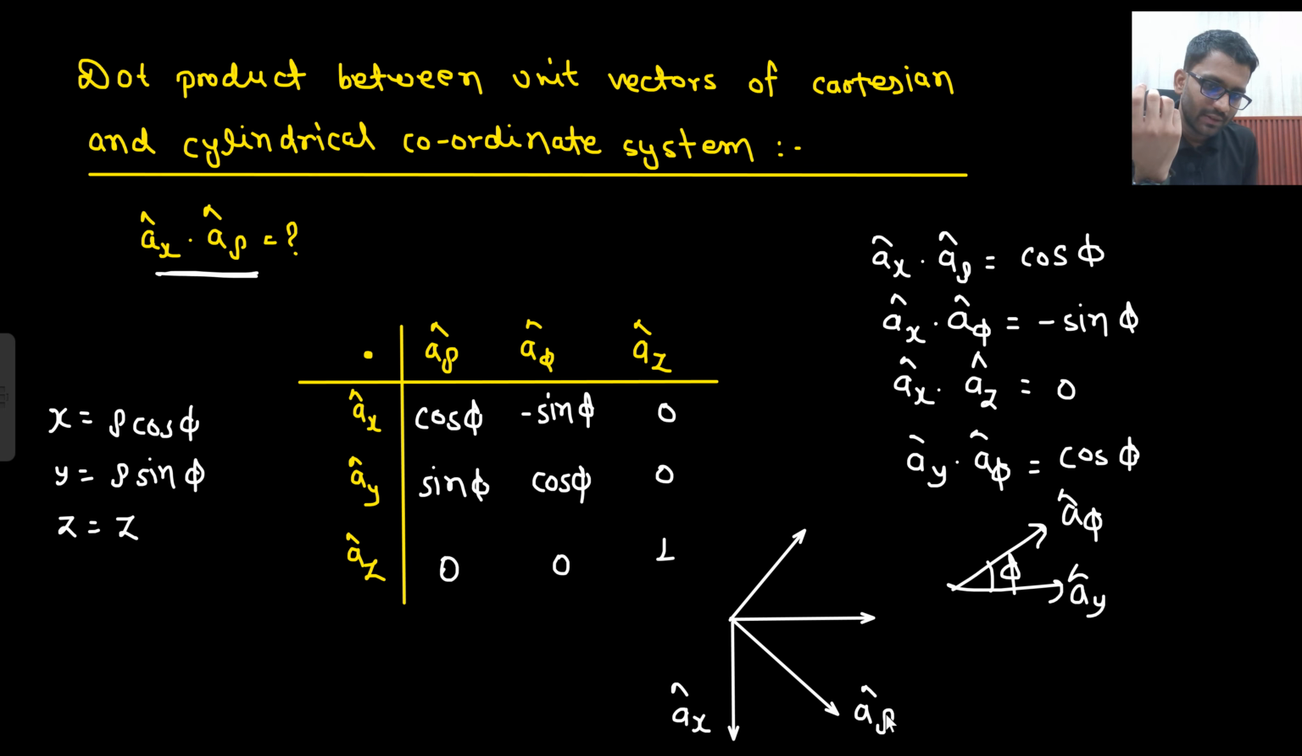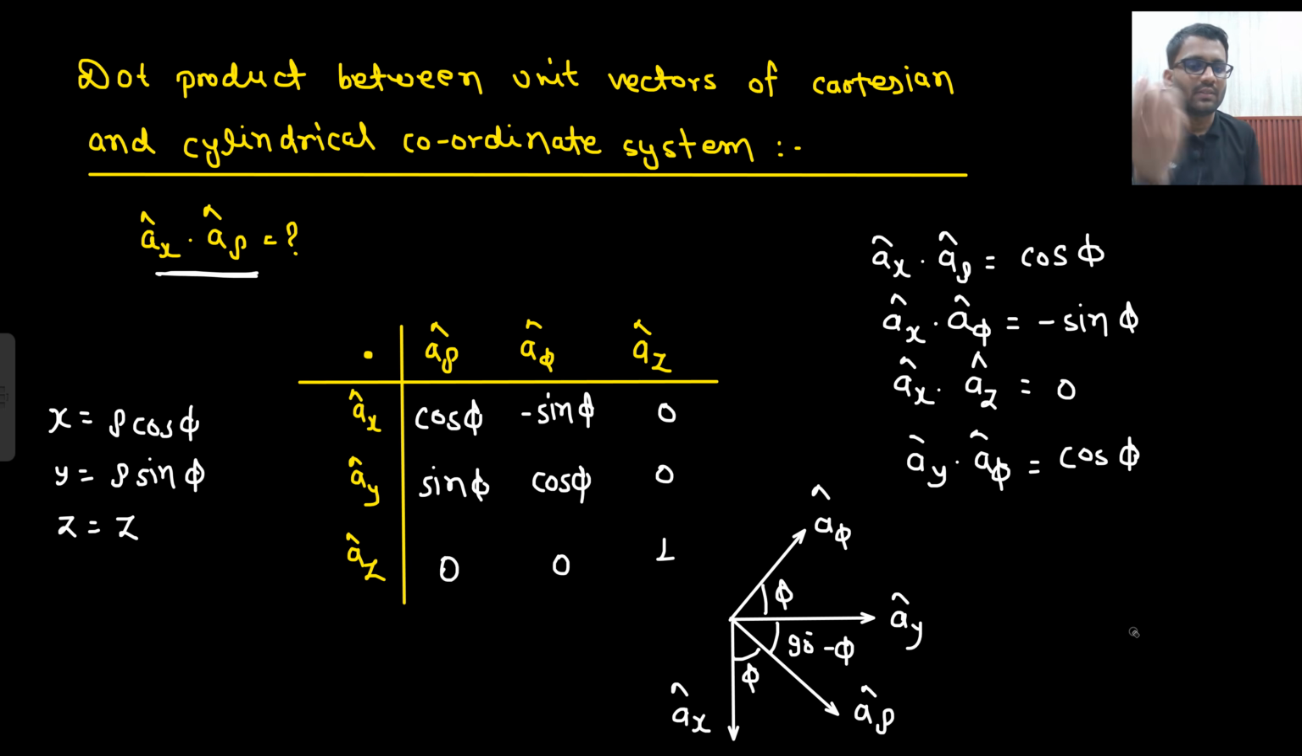A x, A rho, this was angle phi. This was angle 90 minus phi and this was angle phi. This was your A phi. This was your A y. There you go. That's it. This is very easy. Now everything you can write down.